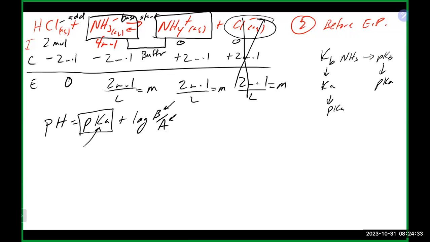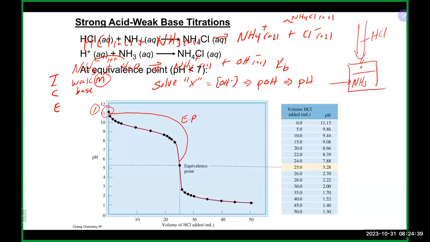This is going to yield you a buffer. It's going to yield you a basic buffer, which is what we can see in the picture. We are still basic pretty much through most of that. Towards the equivalence point, we become acidic near it. But just like the previous titration in that second region, you will always hit a buffer that's formed. It will always be a basic buffer.